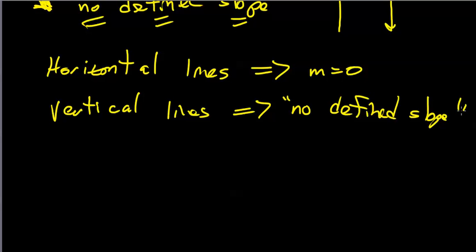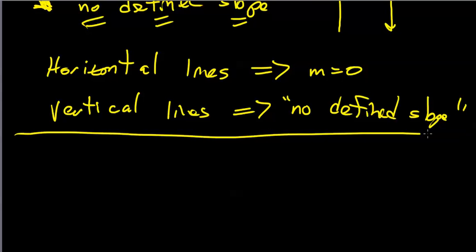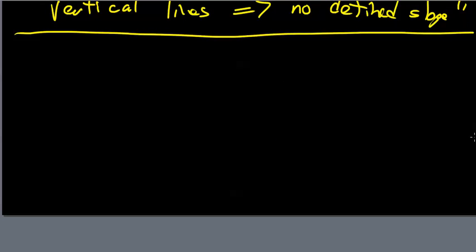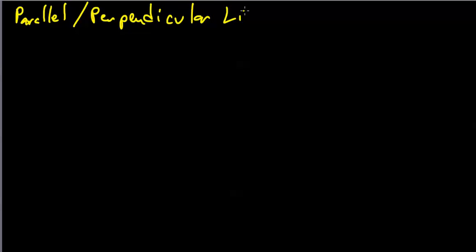All right, let's talk about parallel and perpendicular lines. Let's see, I think I'm going to need a new screen here. Give me a minute. All right. Let's talk about parallel and perpendicular lines and the relationships of slope in those types of lines.